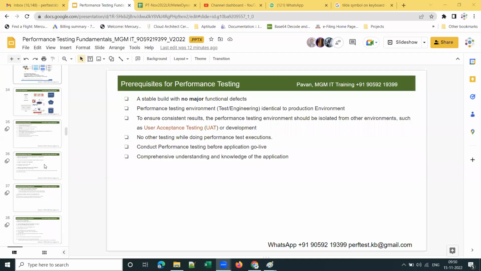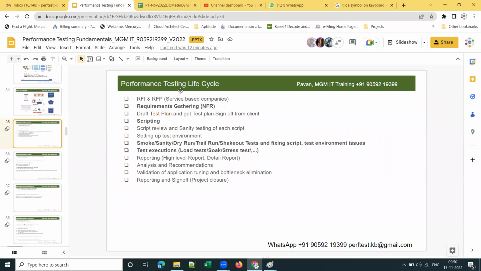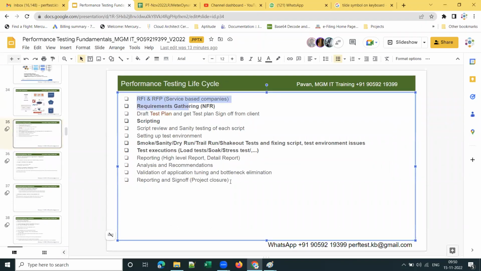Okay, yeah. Right? So this is the performance testing life cycle. Let me show you as you brought it up. It starts with RFA and RFP and ends with the final report. This is the complete life cycle. Now, in each stage, we will have some deliverables. We will deliver something to the client.